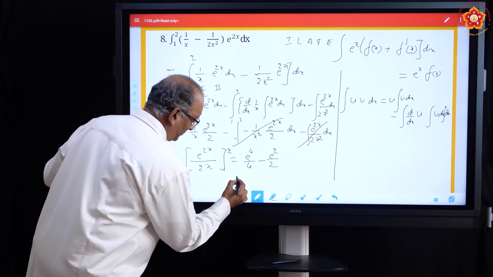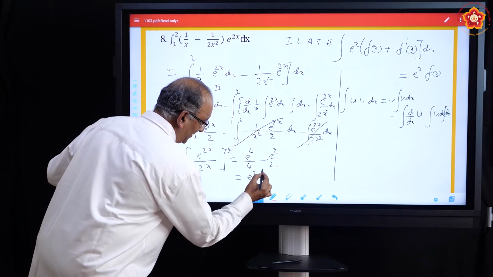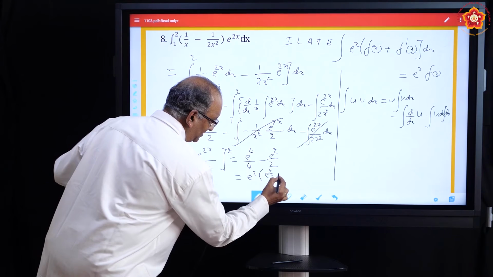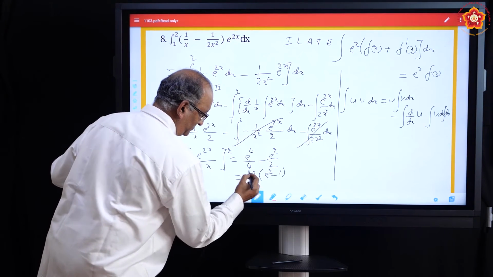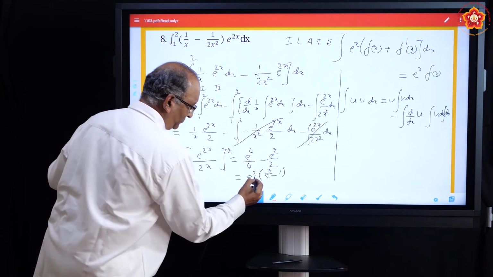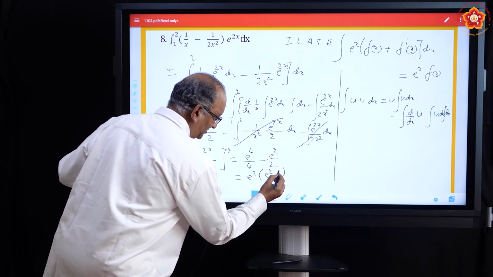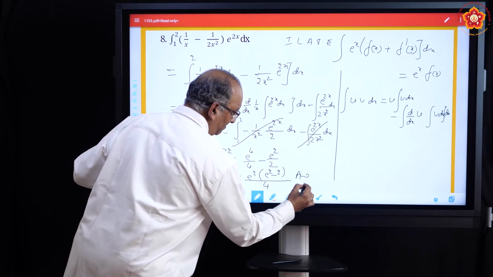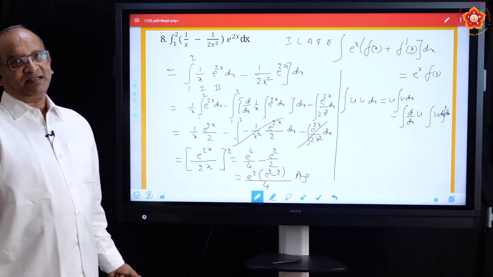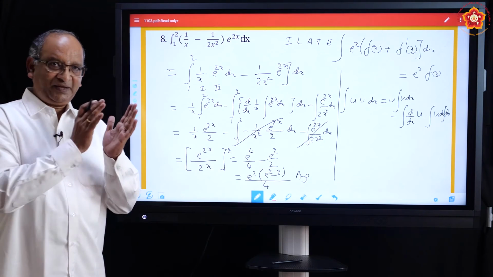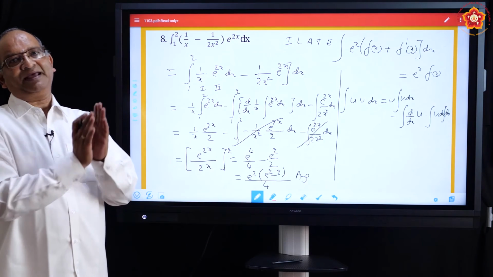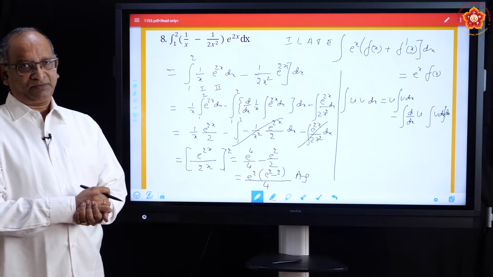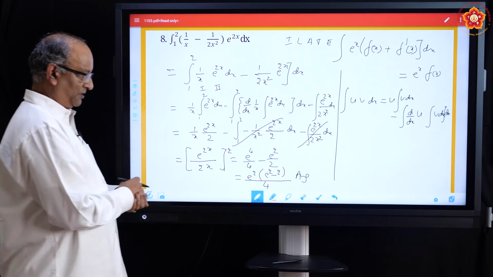You can take e square common and you are left with e square minus 1. LCM is 4, so this will become e square into e square minus 2 by 4. So this is the answer. So in this way, each problem is different than the other problems. Okay. So we'll move to the next problem.